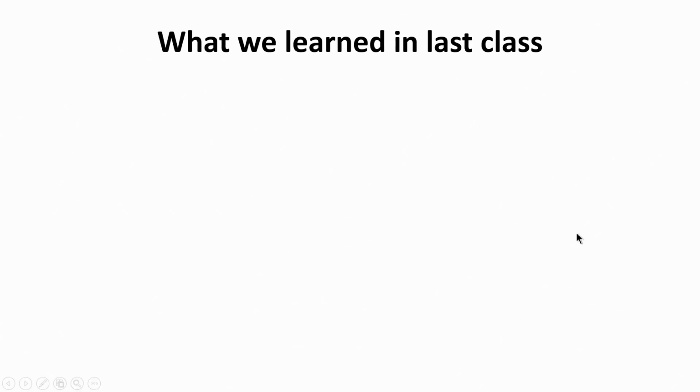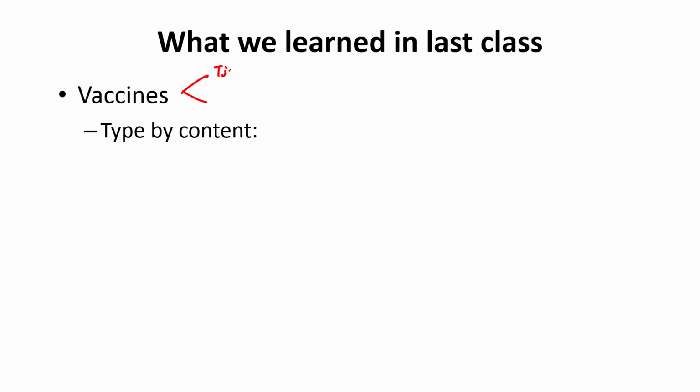We are continuing a discussion in the immune system module of this course and we are talking about vaccines. So, let us do a quick recap of what we learned in the last class. In the last class we talked about vaccines as I just mentioned. We had previously talked about dividing vaccines into two types, one through timing and another through content.